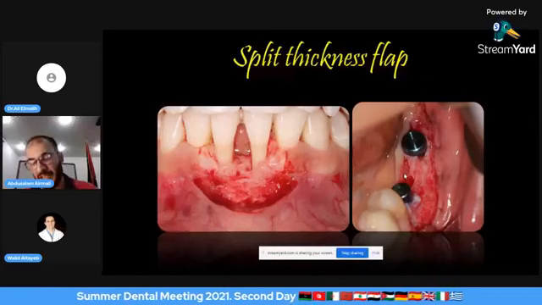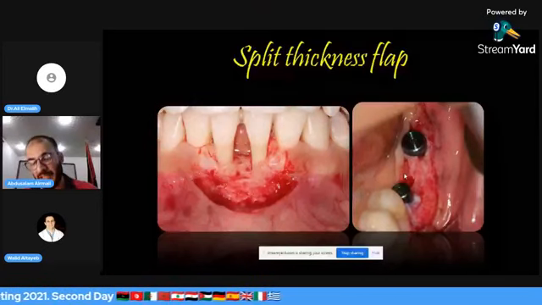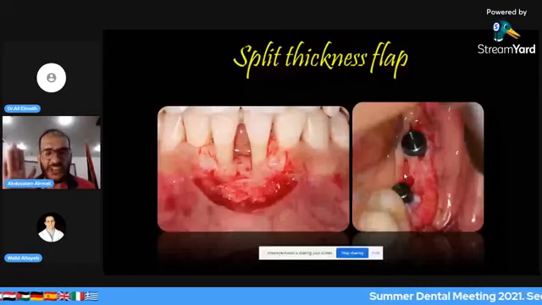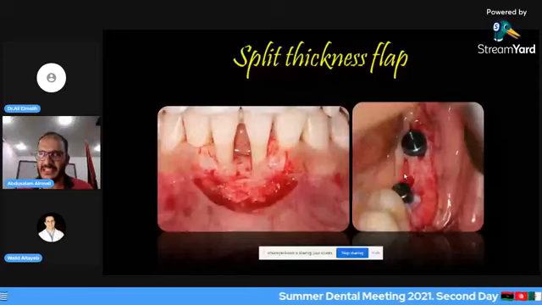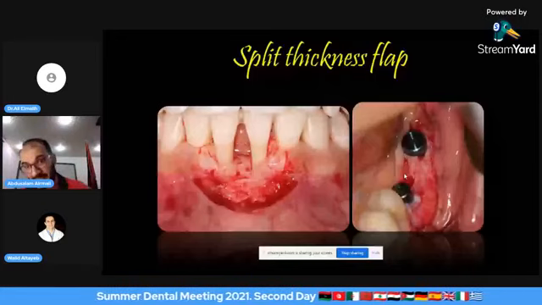Because in some cases, there is just 2 millimeters over the crest. In some cases, you can do a free gingival graft on the buccal side and a free gingival graft on the lingual side. But I want to give you some hints for keeping this technique more simple.